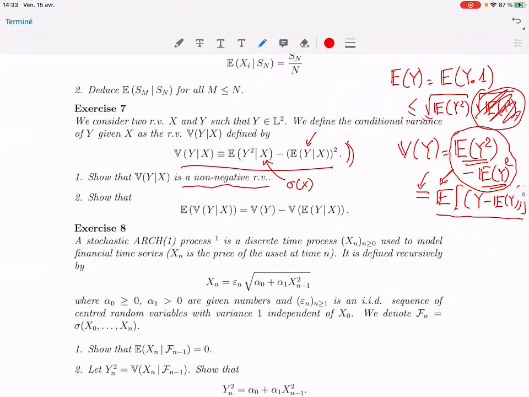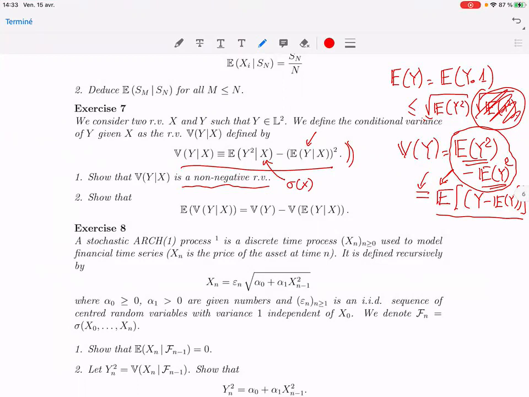So this conditional Jensen inequality is very useful. And so it proves question one. Everybody agrees with that? Yes, I agree. Okay, good.